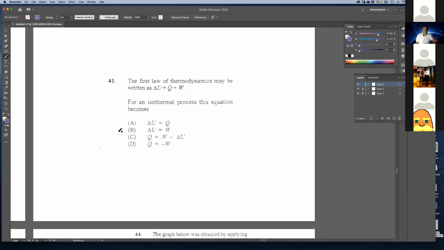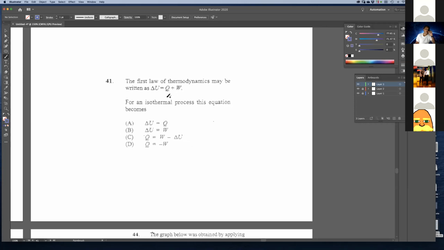The first law of thermodynamics may be written in the form delta U is Q plus W for an isothermal process. What is isothermal? Isothermal means constant temperature. Constant temperature for a gas means that delta U, the change in internal energy, is 0. Why? Because constant temperature means the internal energy is constant.